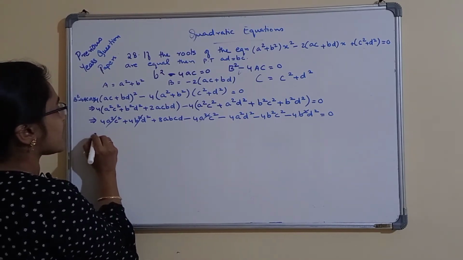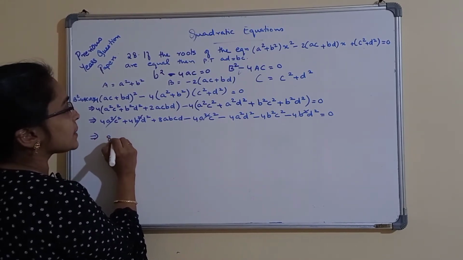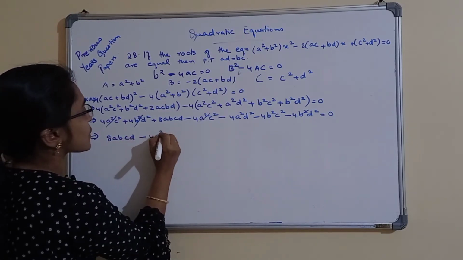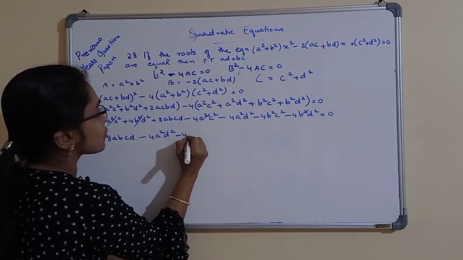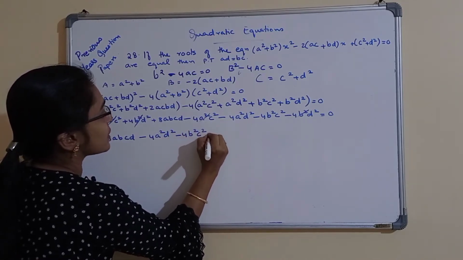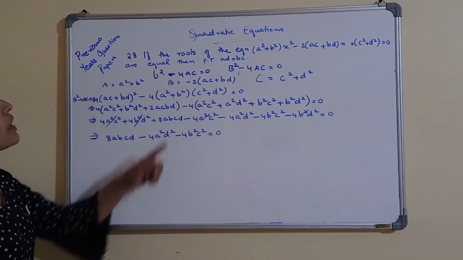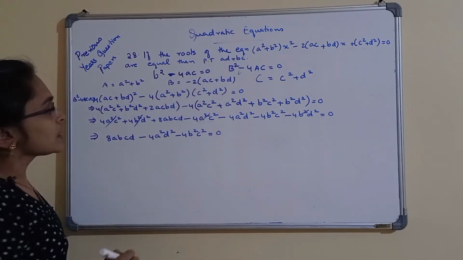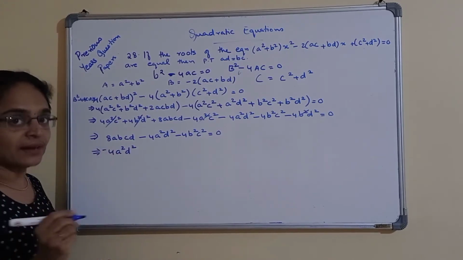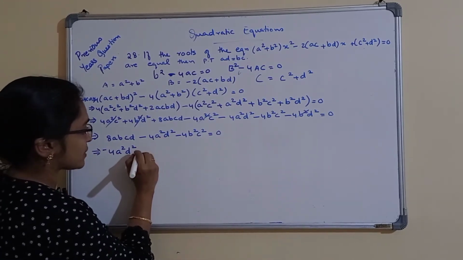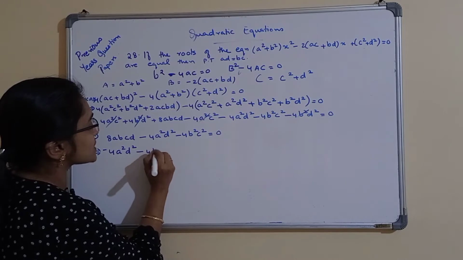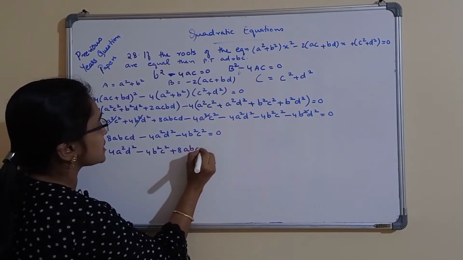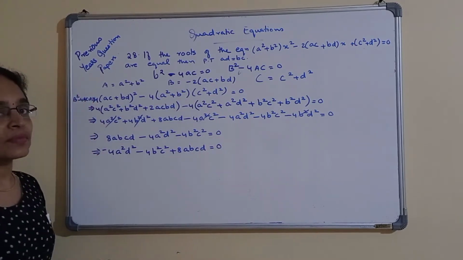So this implies 8abcd minus 4a square d square minus 4b square c square equal to 0. We have to prove that AD equal to BC. Okay. Now we can write this as minus 4a square d square minus 4b square c square plus 8abcd equal to 0.